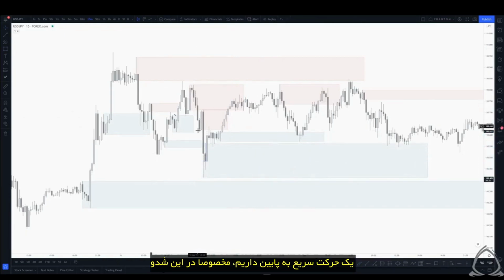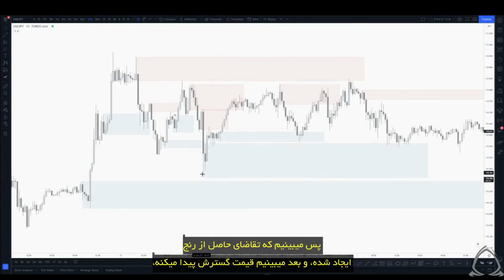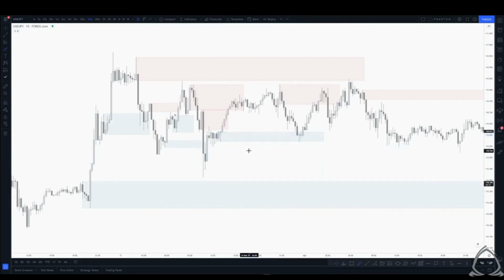we have a sharp move to the downside, especially in this wick, and then we get that push up. So we could use this as a pivot demand zone. And what we can also frame is this candle right here is a range on a lower time frame. So we do have that range created demand being met, and what we can see is price expands out and then we range once more and create that continuation model.